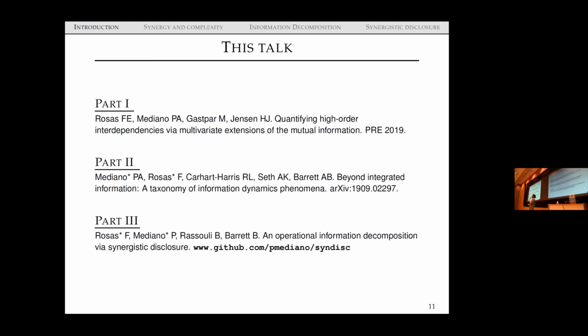If you're the kind of person that likes taking pictures of slides, this might be a good one to do so. This paper is a PRE paper from last year. Part 2 is from a paper that's on the archive. Part 3, the paper came out on the archive exactly about 4 hours ago. I expect all of you to have read it by now.